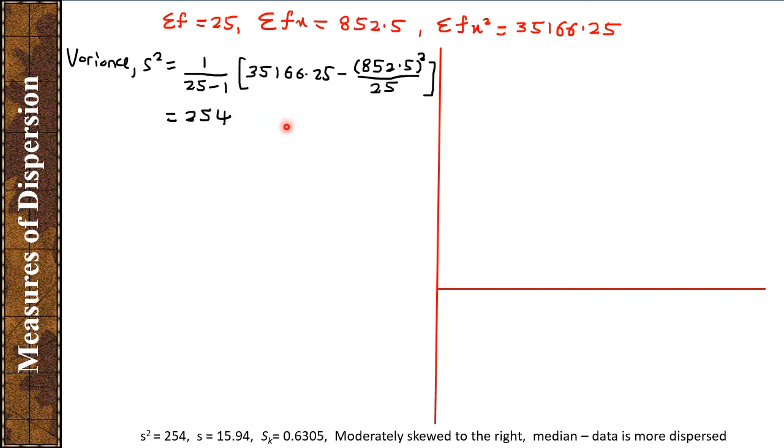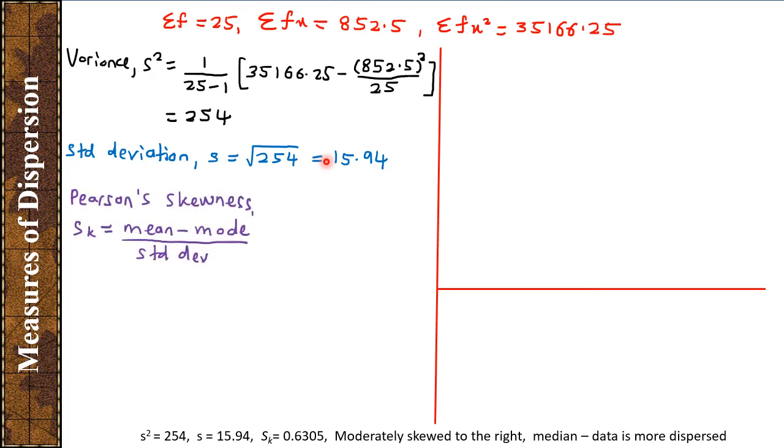So the value of the variance is 254, which, luckily, we don't have any decimal after that. Okay. So we find the square root of that, which is our standard deviation, because remember, in our formula of skewness we use the standard deviation. So the value of standard deviation is 15.94. Then after we find the standard deviation, we can proceed to find the skewness.